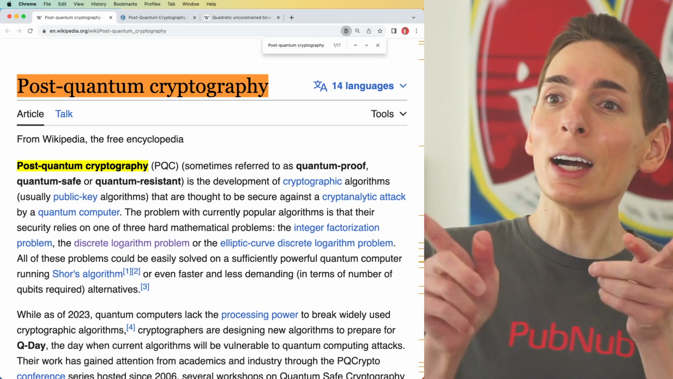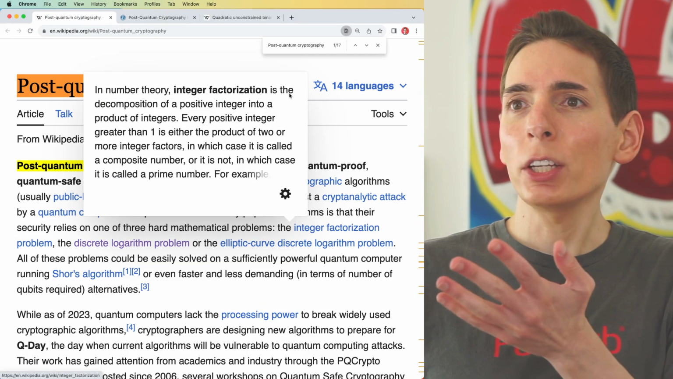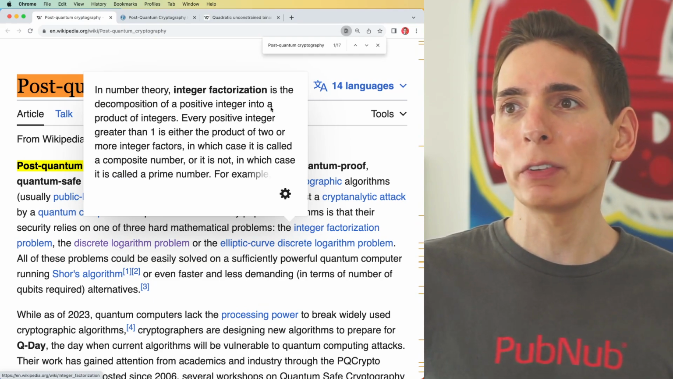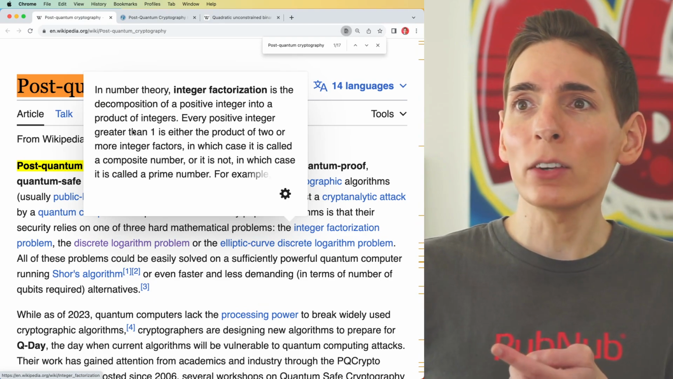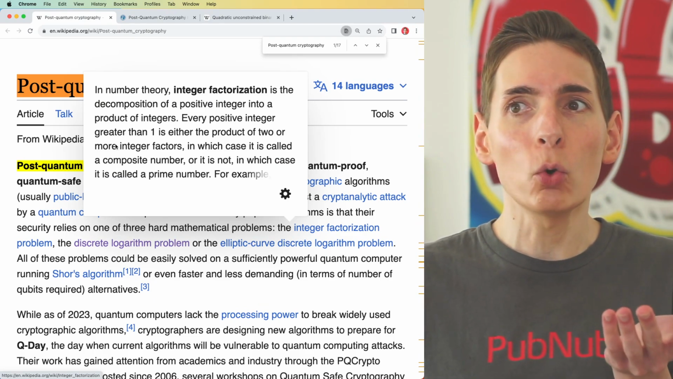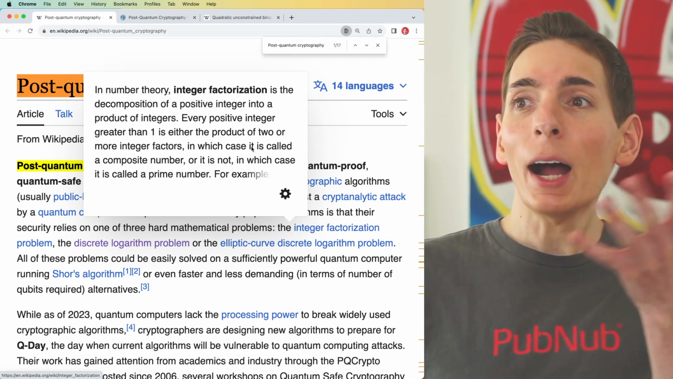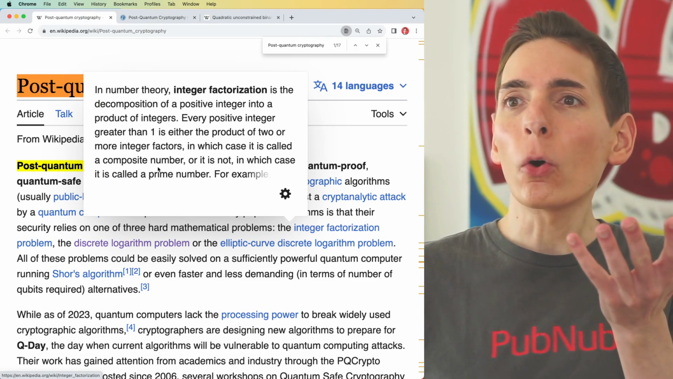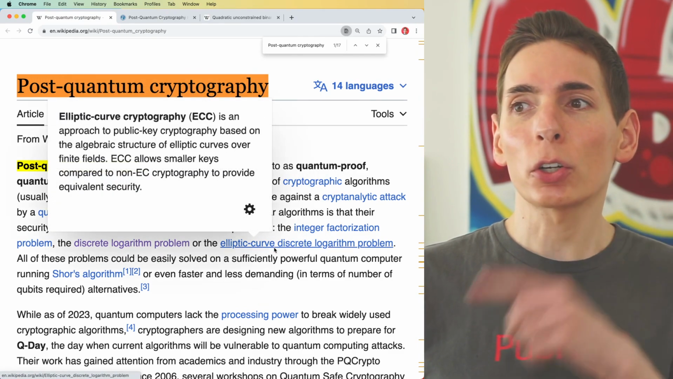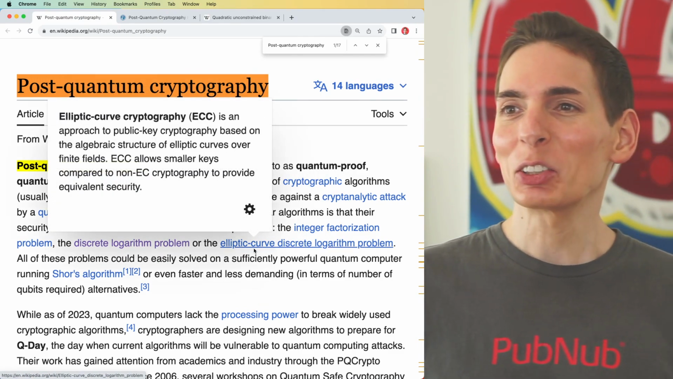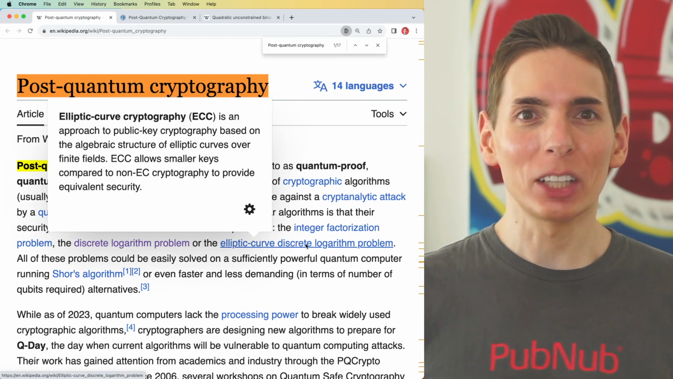And there are three kinds. We have integer factorization, which is the decomposition of a positive integer into a product of integers. Every positive integer greater than 1 is either the product of two or more integer factors. And we either get a composite number or a prime number. We also have discrete logarithm and elliptic curve discrete logarithm. Just a little bit of extra elliptic curve on top of that.